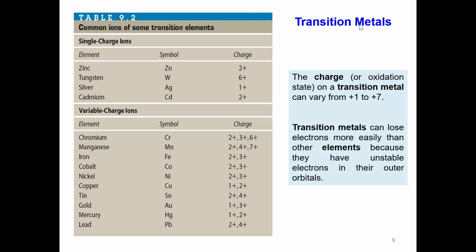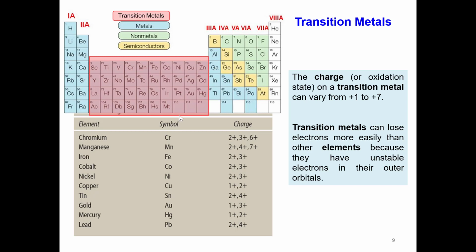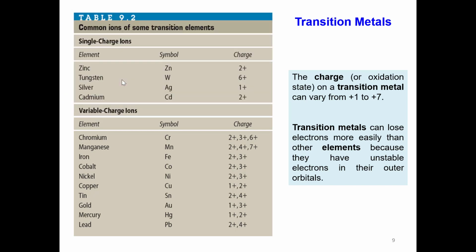Now let's talk about the transition metals. The transition metals are the elements that are in the d block or in the groups B. Some of the transition metals have just one charge, similarly to the elements in the groups A. For example, we have zinc, tungsten, silver, and cadmium. All of them are transition metals, but they have just one charge. But there are some elements in the transition metals that have more than one charge, as we can see in this part of the table.